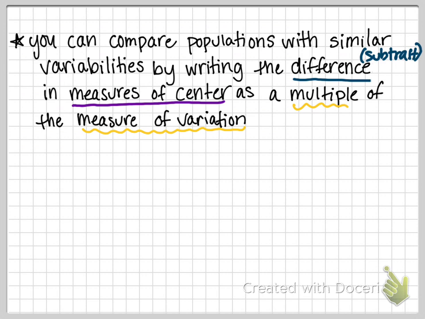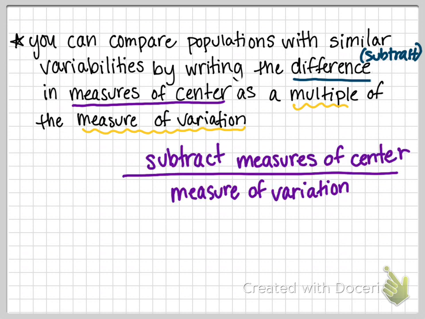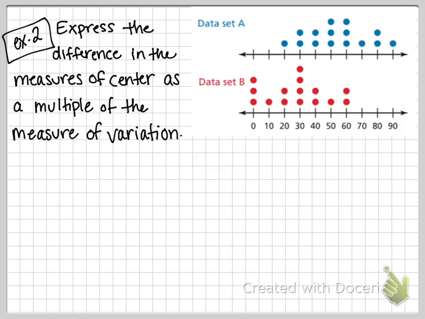In these situations, your mean absolute deviation, your MAD, or your IQR will be the same. You'll just have slightly different measures of center. So you're going to have a similar MAD or a similar IQR, a measure of variation. Okay, so you'll subtract the measures of center, and then you'll divide by that measure of variation. And then you'll get an answer, and that's going to help us answer some statistical questions, which we'll talk about in our example. All right, so example 2 says, express the difference in the measures of center as a multiple of the measure of variation.